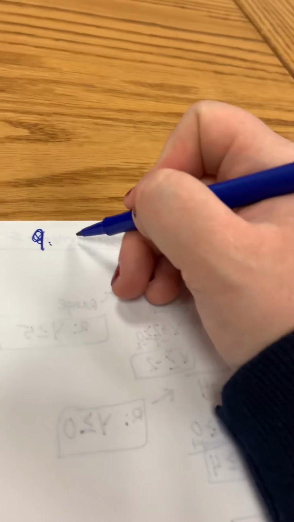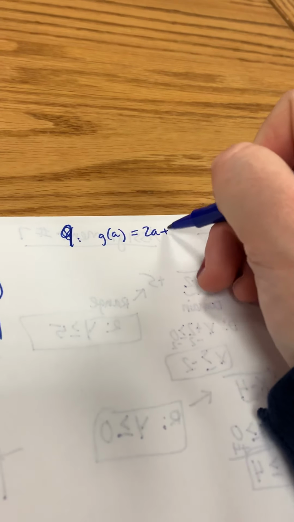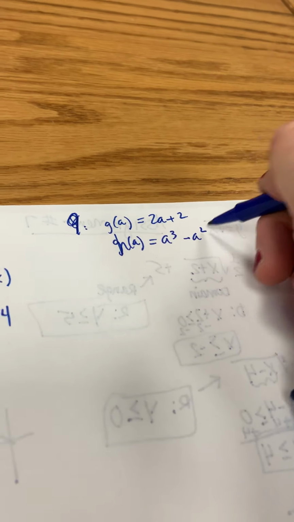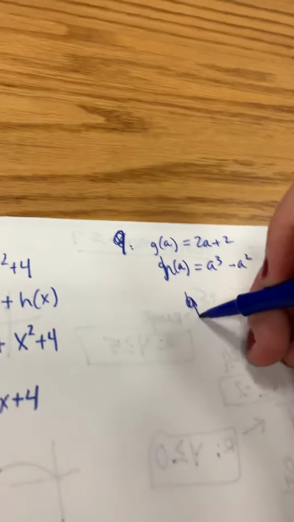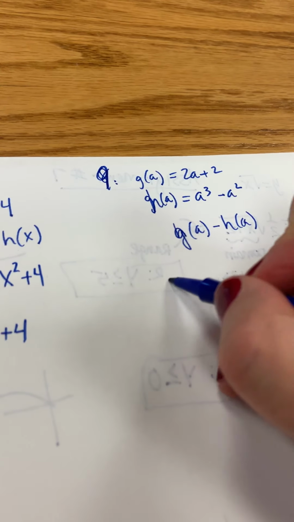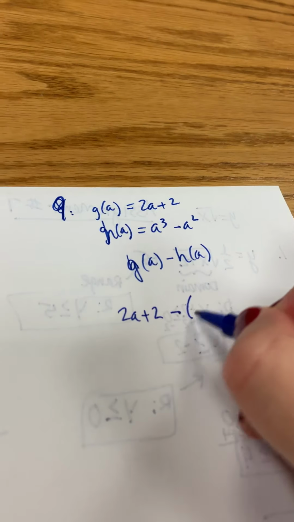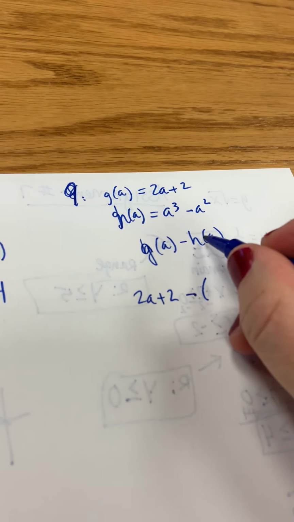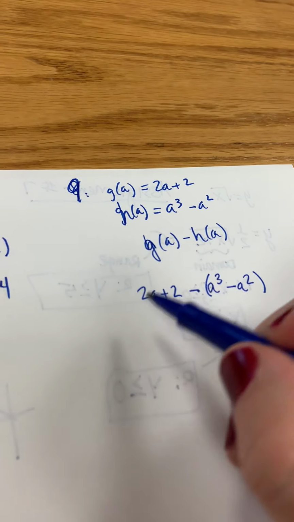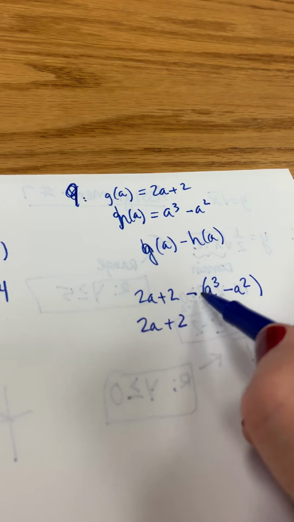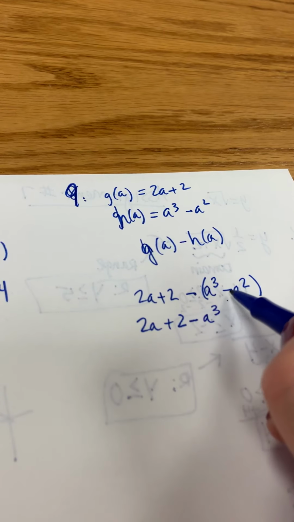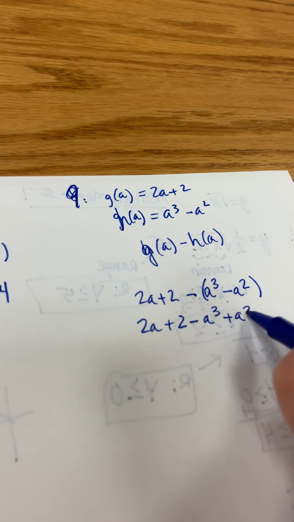Number 9, subtraction. So g of a is 2a plus 2. H of a equals a cubed minus a squared. And you're going to find g of a minus h of a. All right, so g of a is 2a plus 2 minus, now when you put a minus sign, you have to put parentheses and you're putting h of a inside of there. What that's going to do is change the sign of each term. So this was positive a cubed, and it's going to be negative a cubed. This was minus a squared, it's going to be plus a squared.